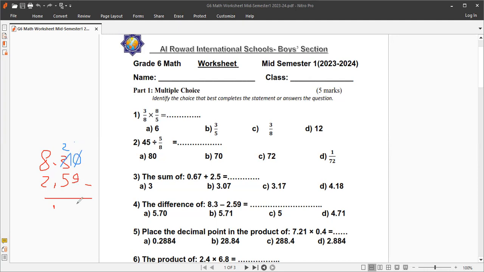10 minus 9, 1. 2 minus 5, we cannot. So we take 1 from the 8. It becomes 7. And this becomes 12. 12 minus 5 equals 7. Now I have 7 minus 2 equals 5. So the answer should be 5.71.